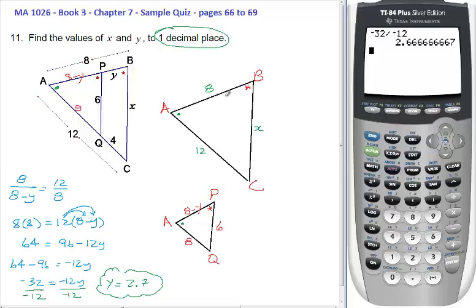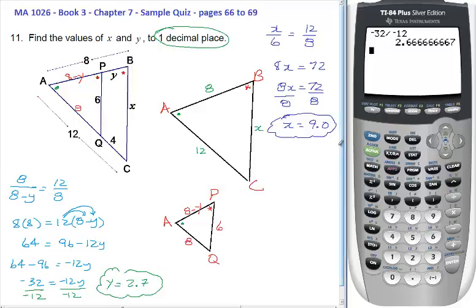Now the other one we have to find is x. So how do we find x? The ratio for x would be x is to 6 as 12 is to 8, if you start with the bigger triangle. So x is to 6 as 12 is to 8. Cross multiplying, 8x equals 6 times 12, which is 72. Now divide each side by 8, and of course I get 9. To 1 decimal place that will be 9.0. Alright, so there are your answers. x is equal to 9.0 and y is equal to 2.7, and that's your solution.